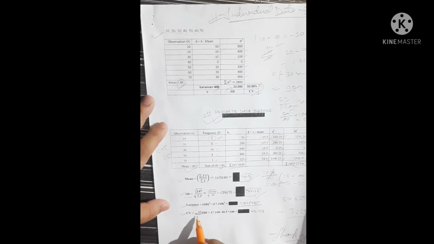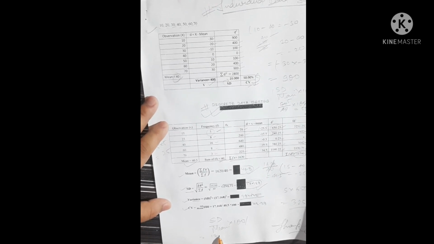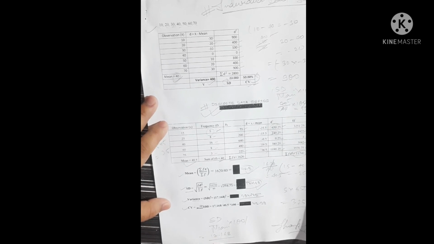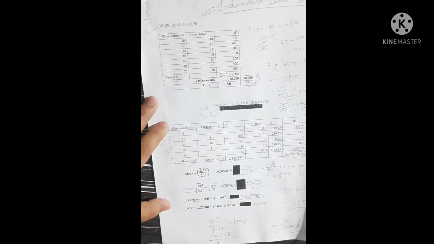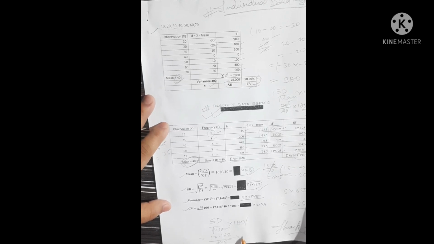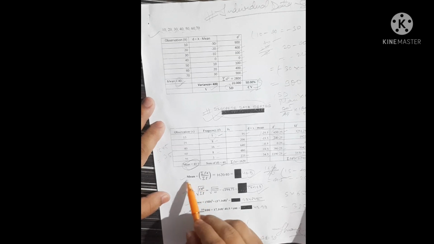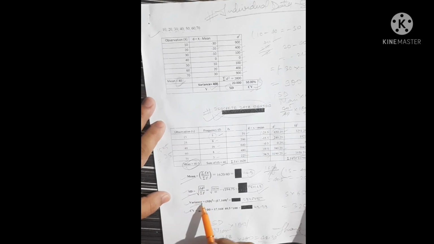And after that we will calculate CV. CV is equal to SD upon mean into 100%. SD here is 17.168, upon mean, and the mean is 40.5. So 17.168 upon 40.5 into 100%. When we calculate all this, we got 42.39. So finally we have solved one example of discrete data series, and found mean, standard deviation, variance and CV.